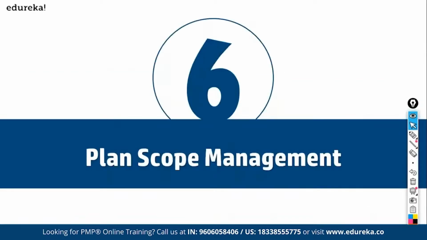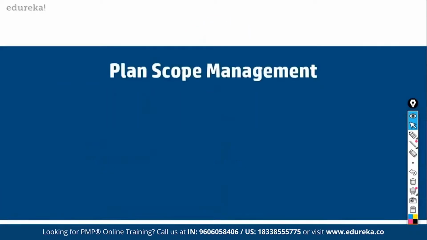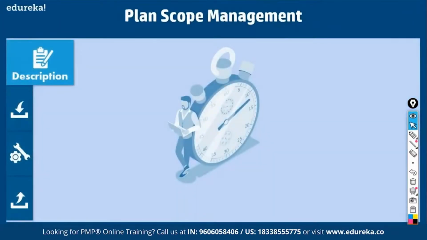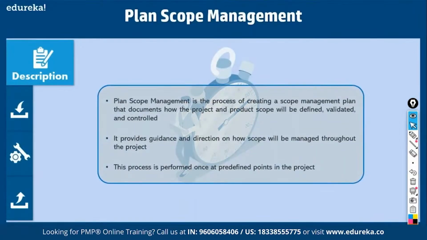The first process is Plan Scope Management. What do we do here? We come up with a scope management plan. What is a scope management plan? Plan Scope Management is the process of creating a scope management plan that documents how the project and product scope will be defined, validated, and controlled. Define is how we decide what features and functions it should support. Validation is how we get it accepted by the customer. So it provides you guidance on how to manage scope.